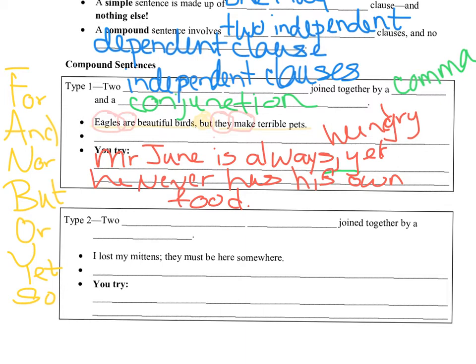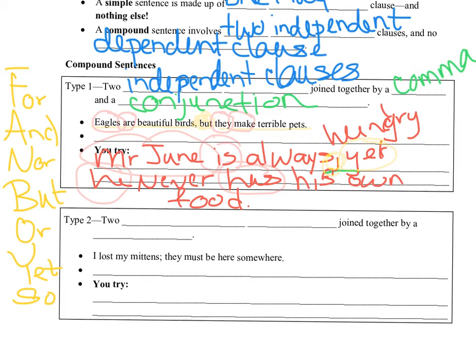So do I have a complete thought? Mr. June is always hungry. Yes, I have a subject, a verb, and a complete thought. He never has his own food. Subject, verb, complete thought. Well, I didn't do too shabby because there's my comma and my conjunction.